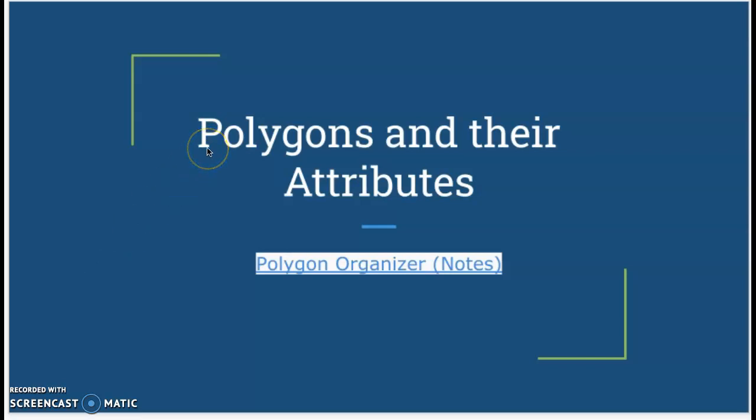Today our first lesson is going to be going over polygons and their attributes. On the actual page you have a link to this polygon organizer that has notes. If you have the opportunity to print it out, you can. Most of us don't have printers, so we can just take notes on a regular sheet of paper.